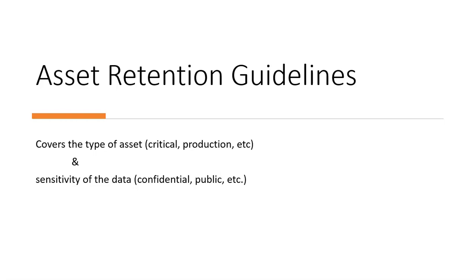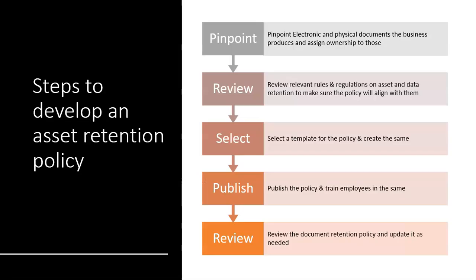The steps to develop an asset retention policy are: first, we need to decide what the electronic and physical documents in our organization are, and then we need to assign ownership to those. This whole step needs to be done by some designated person with proper authority or by a committee. This person or committee should review all the relevant rules and regulations for asset and data retention to make sure the policy aligns with them. Then we need to select a template for the policy and create it. Once the policy is ready, we need to publish it and train the employees to use it. On a periodic basis, we need to review the document retention policy and update it as needed.